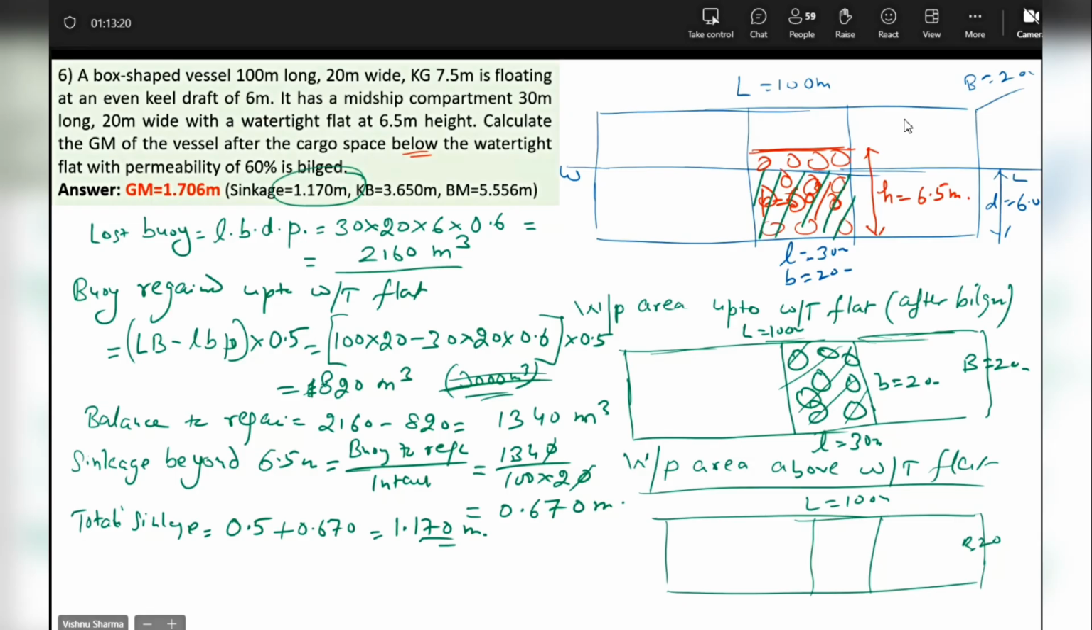Buoyancy lost is 820? What is this 2160? That is the total buoyancy loss.